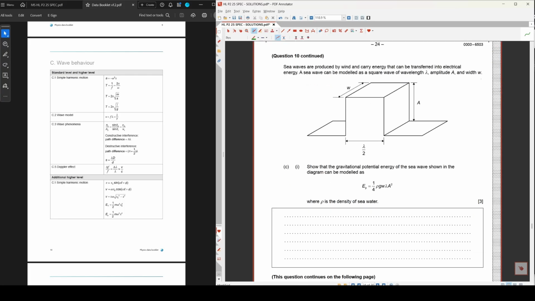Okay, now this problem is so silly, because they go, okay, some simple harmonic motion. Now, wind can make a sea wave. This is the same question. Why not? Sea waves are produced by wind and carry energy that can be transferred into electrical energy. We got a wavelength and an amplitude and a width. So we're picturing it as almost a square, box wave. Show that the gravitational potential energy of the sea wave is this whole thing.